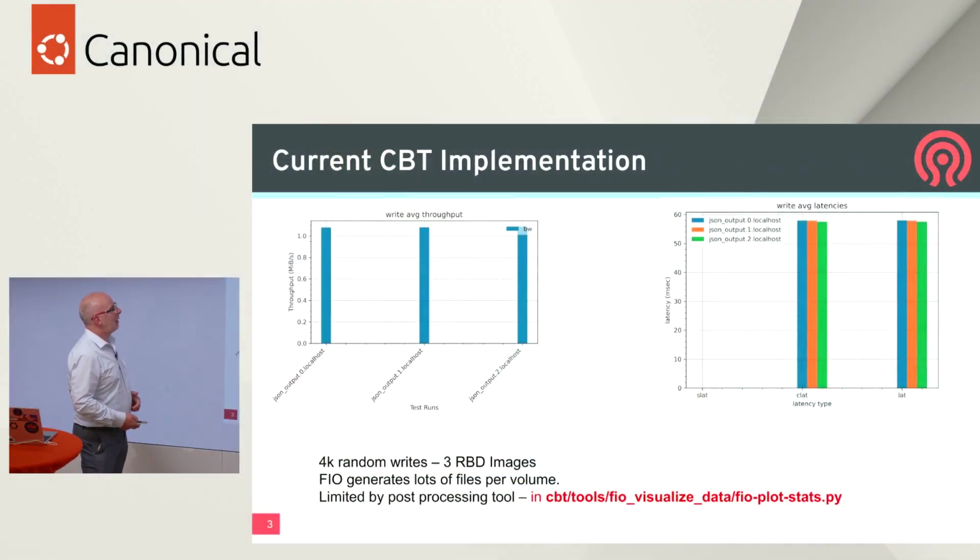So this is an example output of CBT. It's basically 4K random writes to 3 RBD images, quite a simple config. But one of the limitations of this output is that it really is only showing you the output from 3 volumes individually. When you're benchmarking your system, you're really interested in the total sum of what it's actually doing, right? And partly because of the post-processing tool, FIO generates lots of files per volume, and it's really only plotting each individual file.